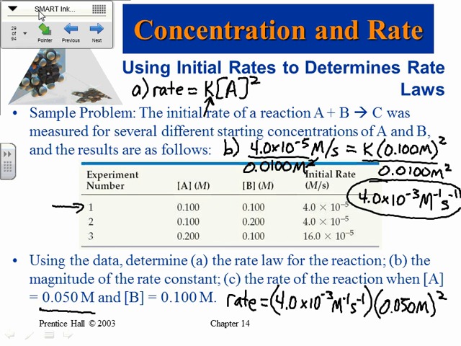And it should be 1.0 times 10 to the negative 5th. And again, the units here: molarity squared is going to cancel one of these, and then we're going to have molarity left, so it's going to be molarity per second. That's our rate.